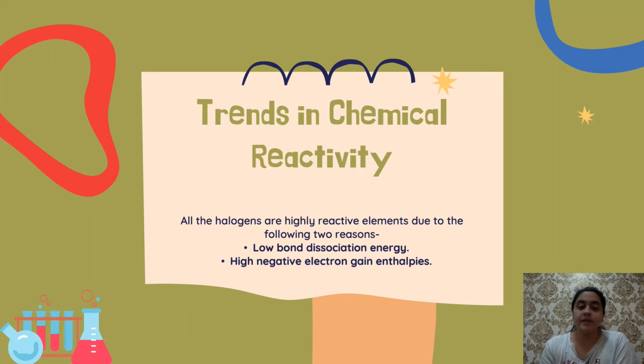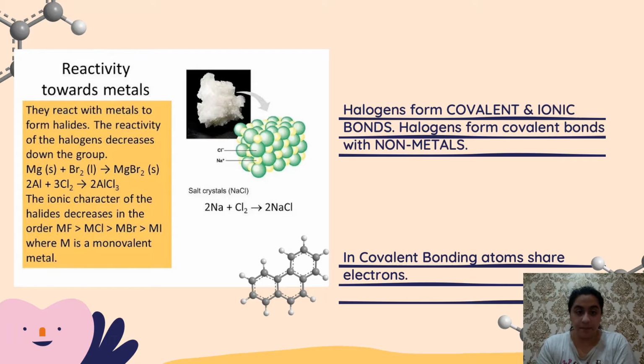We have the trends in chemical reactivity. All the halogens are highly reactive elements due to two main reasons: low bond dissociation energy and high negative electron gain enthalpies. Also, halogens form covalent and ionic bonds. Halogens form covalent bonds with nonmetals. Also, they react with metals to form halides.